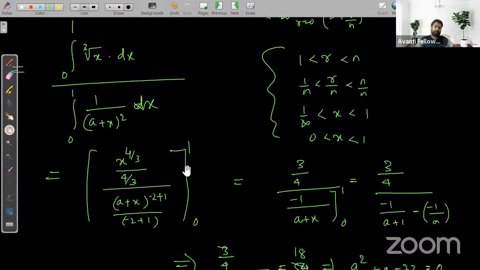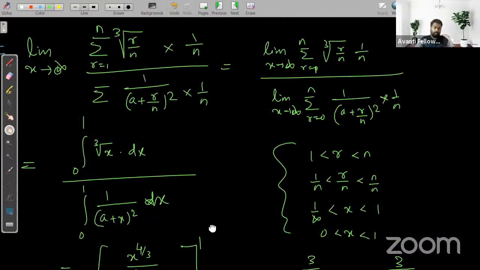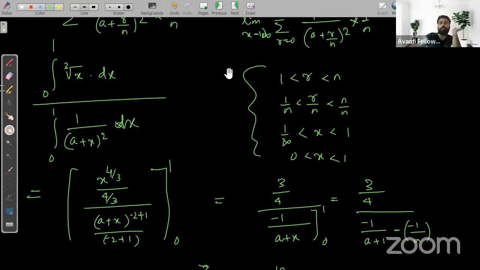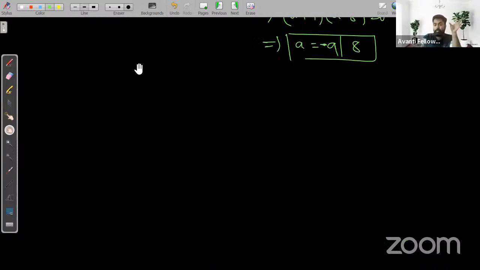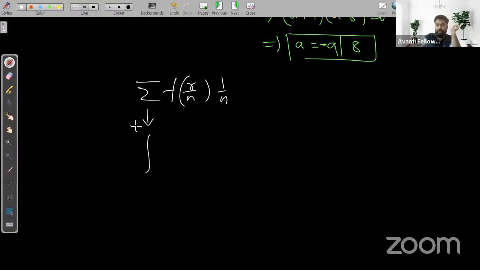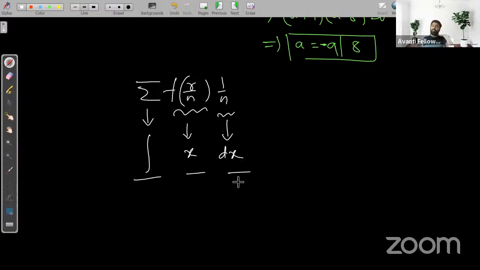Clear everyone? Any doubt? So the simple shortcut is, first you need to bring that limit in this format, f of r by n into 1 by n summation. Instead of summation we'll take integration, and instead of r by n we'll substitute x. And instead of 1 by n we'll take dx. When these three things are done, then the question will be 75% done. You can understand.